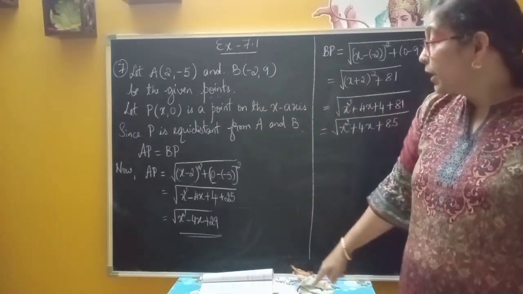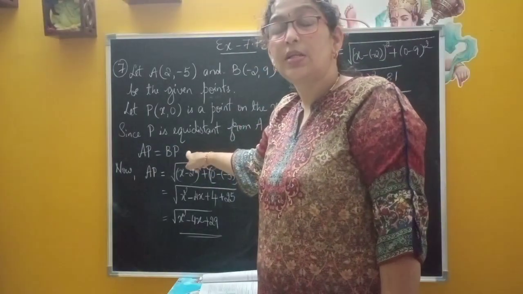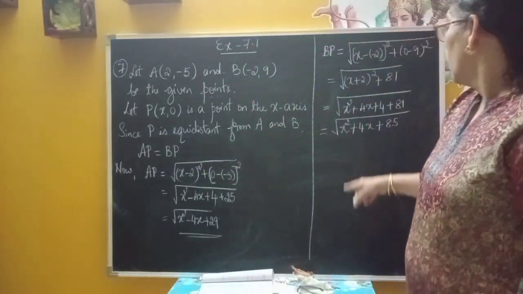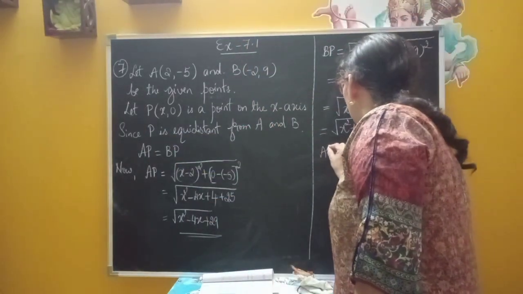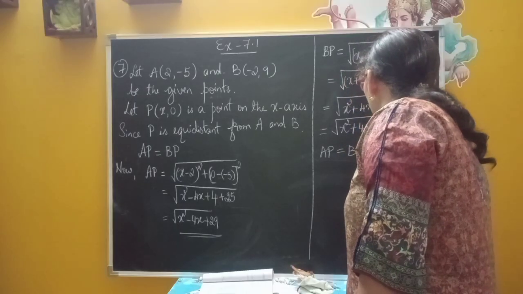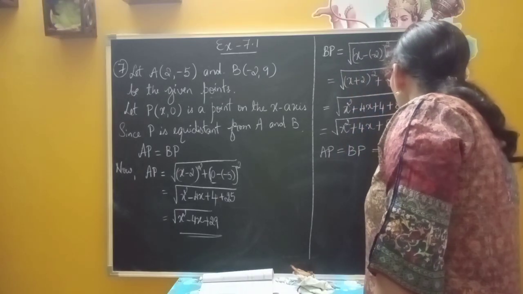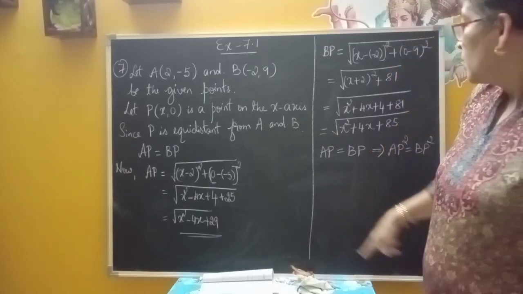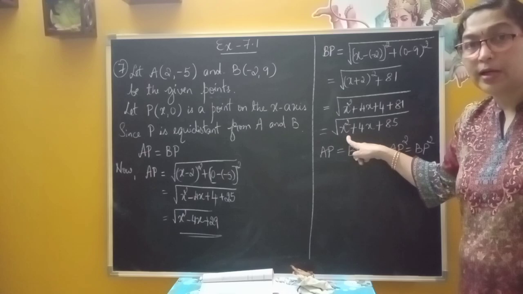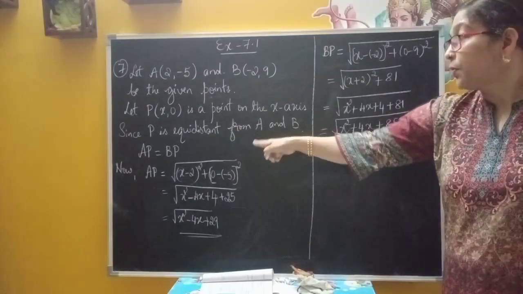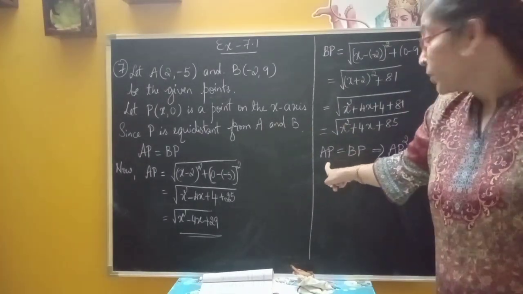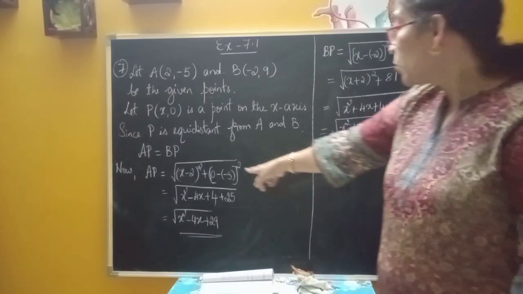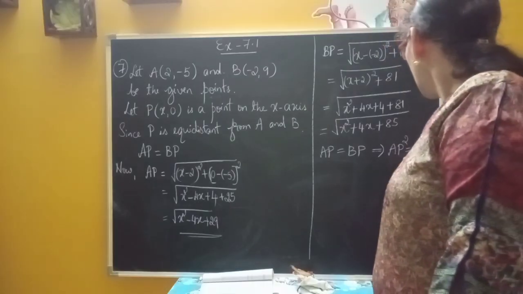Okay, and what condition is given? AP is equal to BP since they are equidistant. Okay, P is equidistant from A and B. AP is equal to BP. By this we can write AP square is equal to BP square. Correct now? Because of this square root sign we cannot simplify it further. So what to do? We have to square on both these sides. Okay, if AP is equal to BP, their squares also must be equal, isn't it? So let us write now. AP square is equal to BP square.